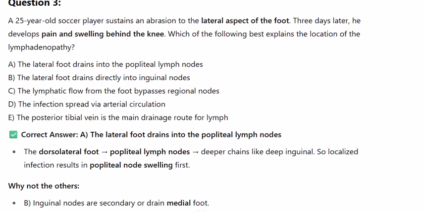The dorsolateral foot drains to popliteal lymph nodes, then deeper chains like deep inguinal. So localized infection results in popliteal node swelling first. Why not the others? B. Inguinal nodes are secondary or drain medial foot. C. Lymph always passes through regional nodes. D. Not an arterial issue. E. Lymphatic, not venous.